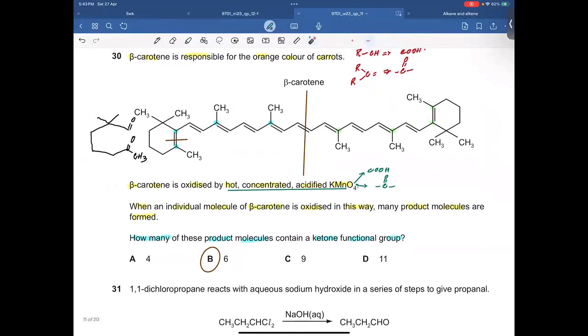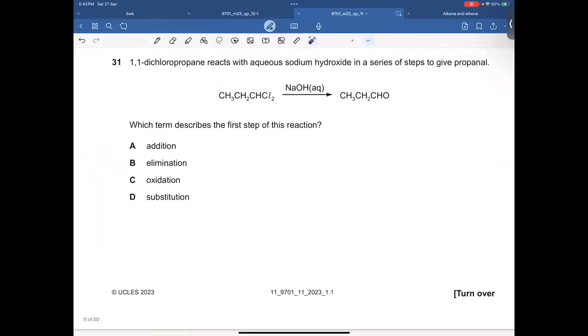But in topical past papers, I have given you each and every fragment of this molecule, and from those fragments, I have given you the total number of ketone functional group in product molecules. Okay, so you have both shortcut and detailed analysis of this question with you.